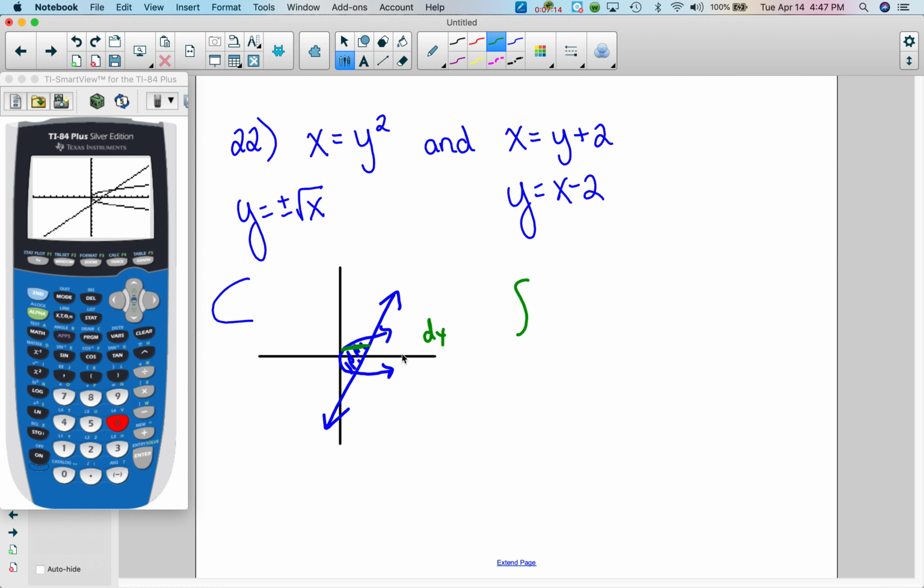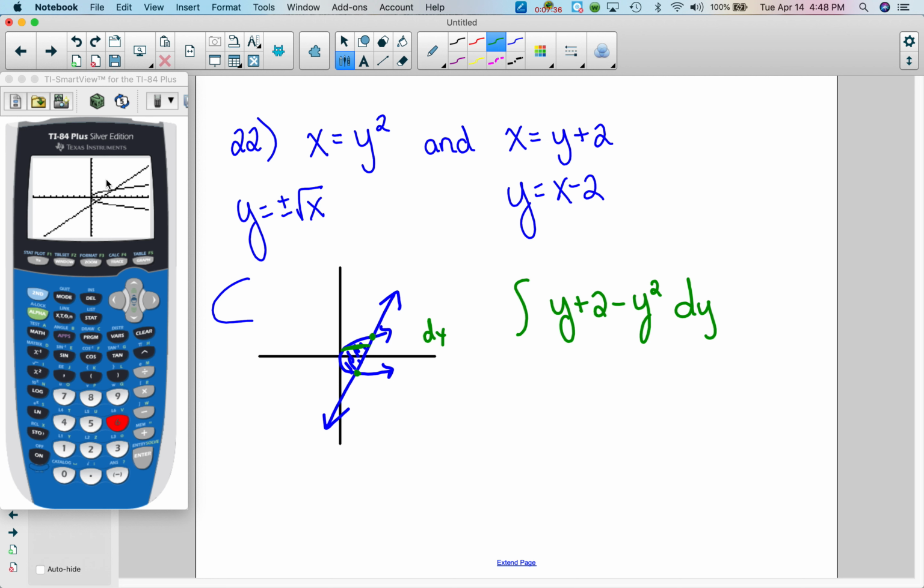So we're going to have the integral, it has to be in terms of y. We are going to have to know the limits of integration, but we'll do that in just a minute. So this would be the y plus 2 minus y squared dy. So there's my function. Now I have to know this y value and this y value.